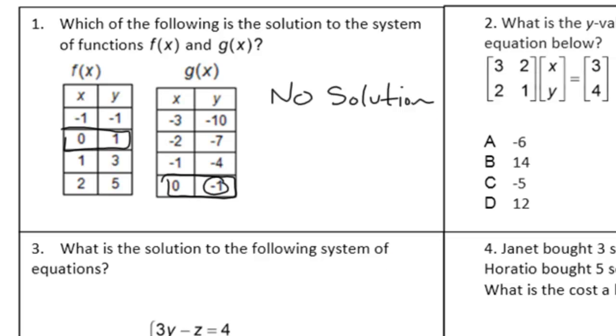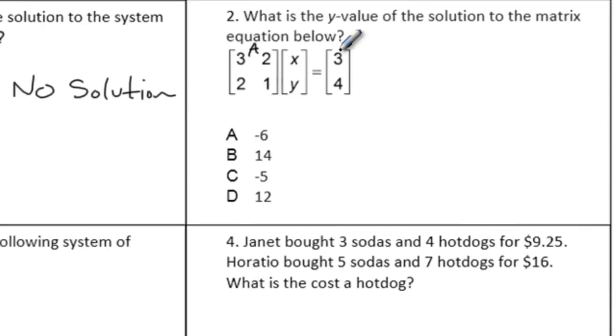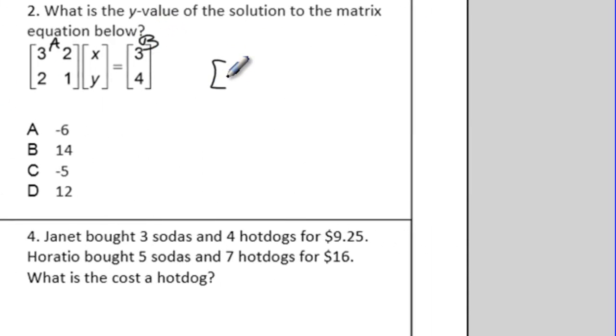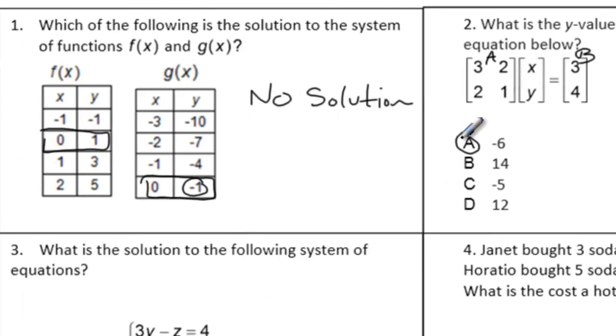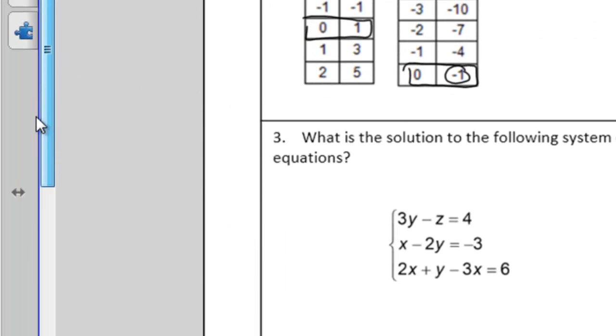Number 2, what is the y value to the solution matrix equation below? This is matrix A, this is matrix B, and remember, when you input them, you take the inverse of A and multiply it by B, and that means your answer is -6.